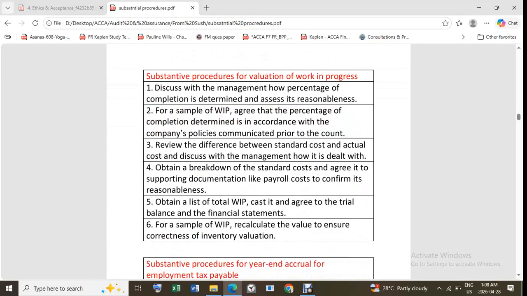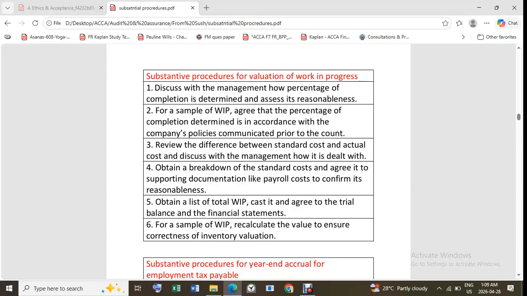And then substantive procedure for valuation of work in progress. Discuss with management how the percentage of completion is determined and assess its reasonableness. For example, for WIP, agree that the percentage of completion determined is in accordance with the company's policies communicated prior to the count.